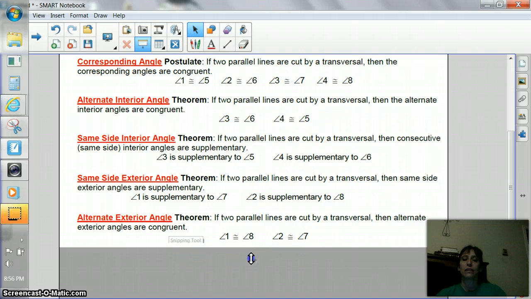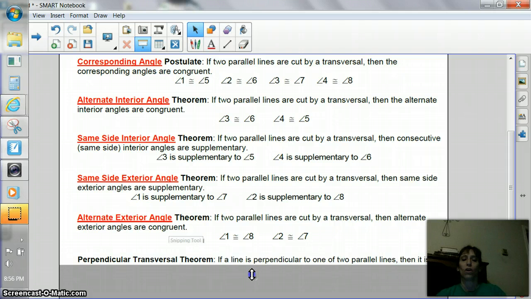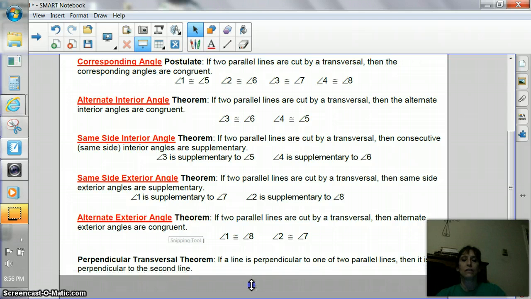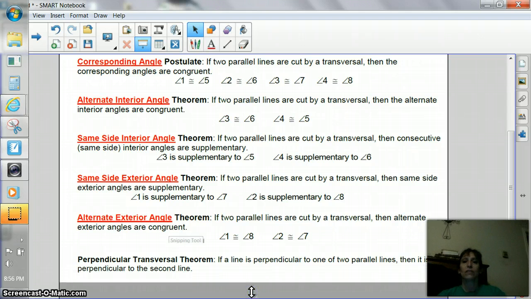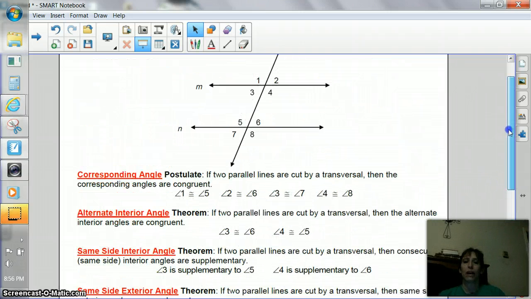Alright, the last thing that's on here is actually what they call the perpendicular transversal theorem. And if any of them make sense, it should be this one, I believe. It says, if a line is perpendicular to one of the two parallel lines, then it is perpendicular to the second line. So basically that's saying if you've got parallel lines right here, and you've got a transversal going perpendicular to one of them, then it has to be perpendicular to the other one. That only makes sense.